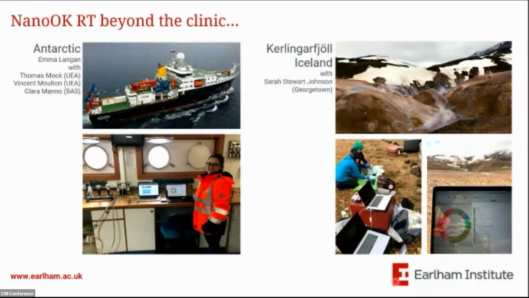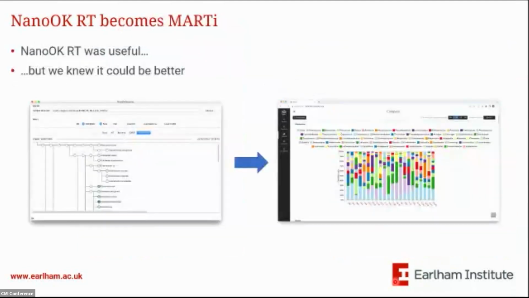And on the right-hand side is another trip that I took to Iceland with Sarah Stewart-Johnson, who's a planetary biologist from Georgetown University. She was interested in these extreme environments in Iceland as an analogue for Mars, and interested in what kind of in-field sequencing and analysis we could do of extreme microbiome communities there. So again, we used this 2-laptop approach with a sequencing laptop and nano-CAR-T for analysis.